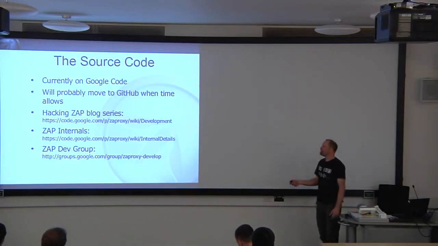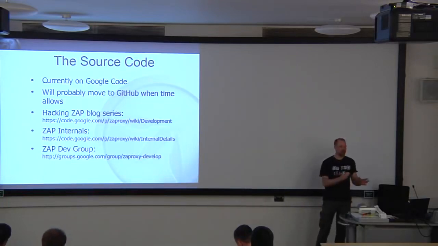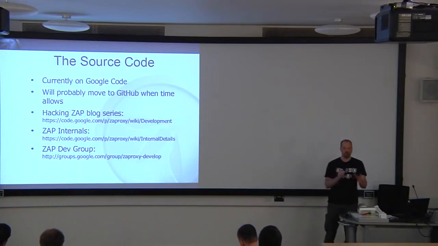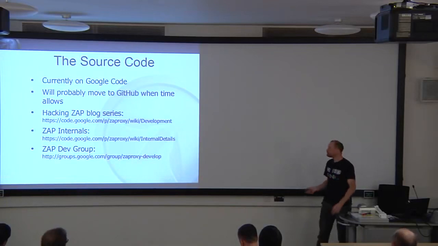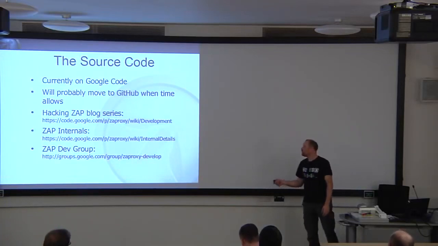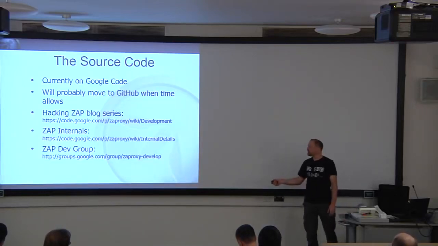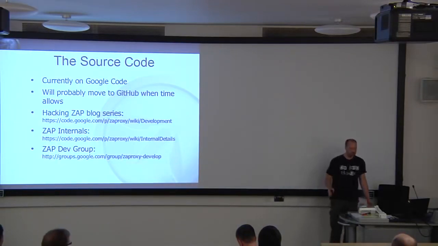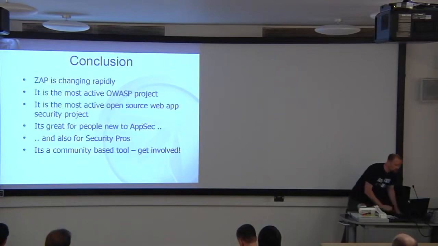I've got a Hacking ZAP blog series. There's 4 posts on there at the moment which explain how to set up the development environment and take you through things like passive rules and active rules. And we've got simple examples you can take and you can play with and you can customize. Got a lot of information on the wiki, the internal details, but you can never have enough documentation. And really what you want to do, if you're interested, get onto the ZAP developer group and get in touch and just let us know what you want to know. And we will help you as much as possible.